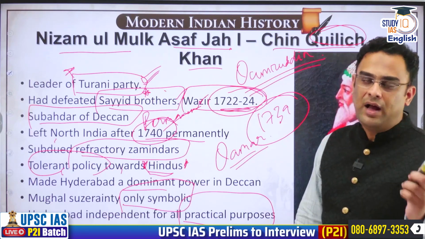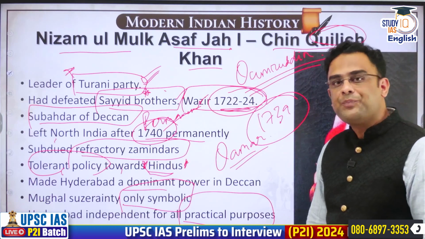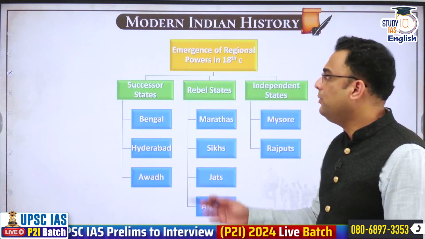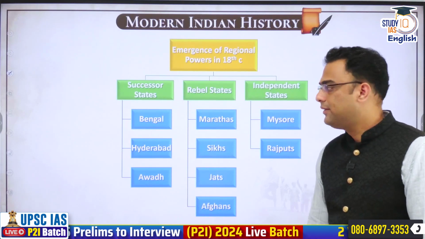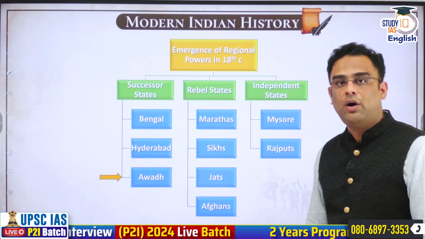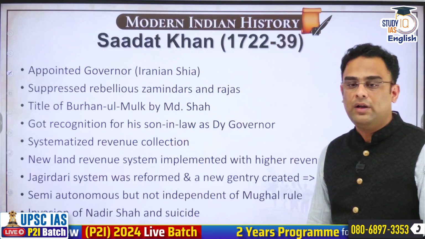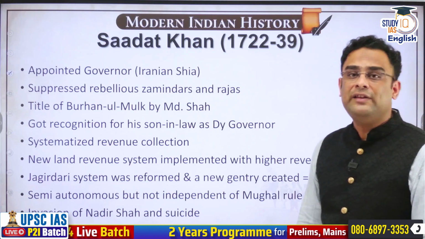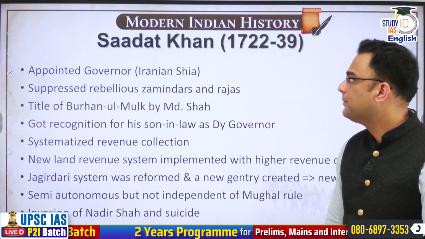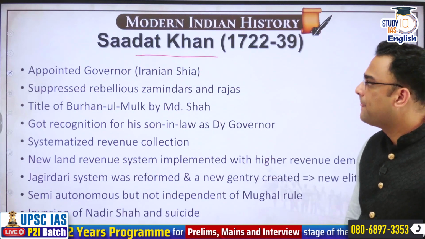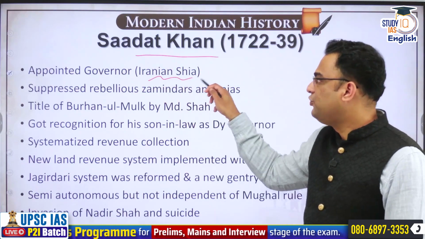So we've seen how Bengal was born, Nawabs of Bengal created a successor state, and how Hyderabad was also created. Now, after this comes the third successor state of Awadh. Now, let us talk about Awadh briefly. Awadh will also be famously ruled by three strong Nawabs. The first in that was Sadat Khan. Sadat Khan, an Iranian Shia.